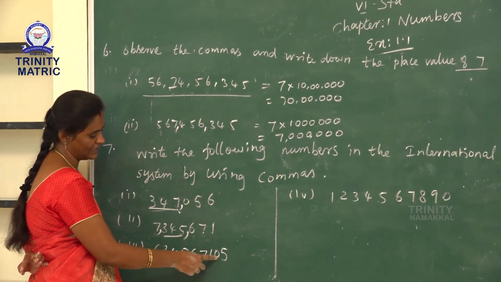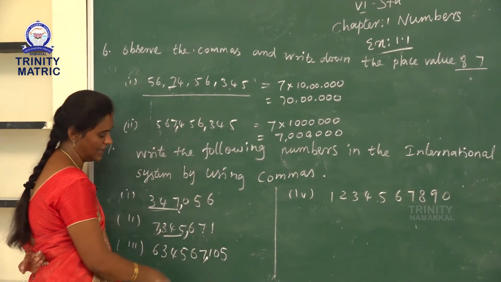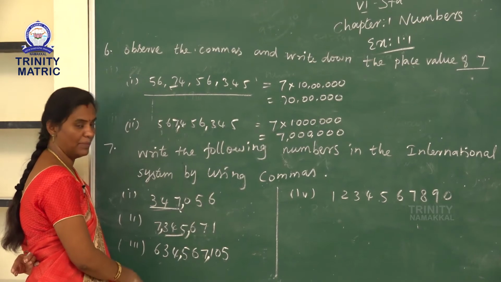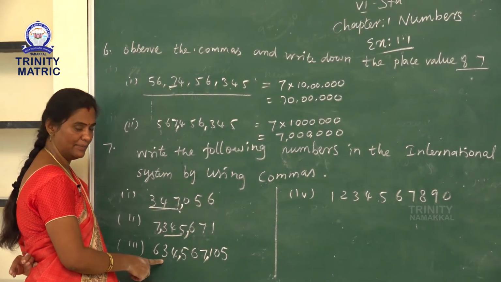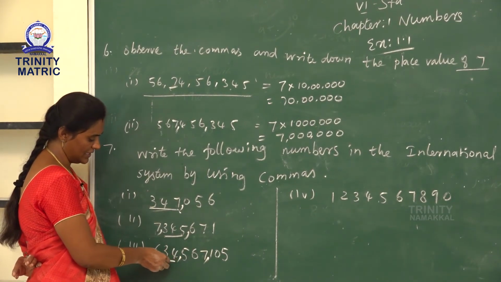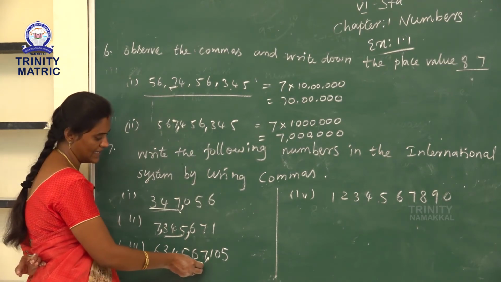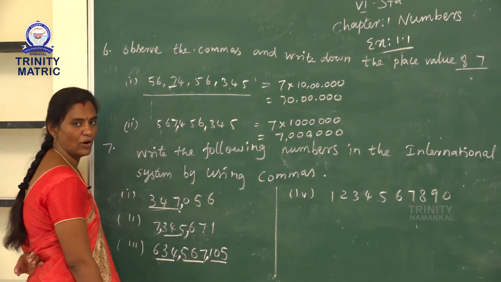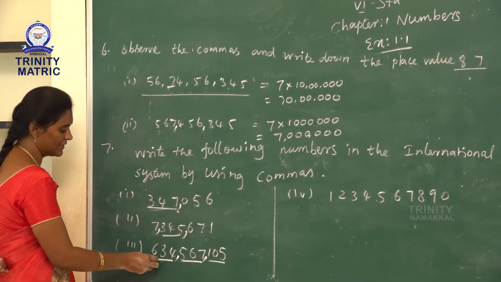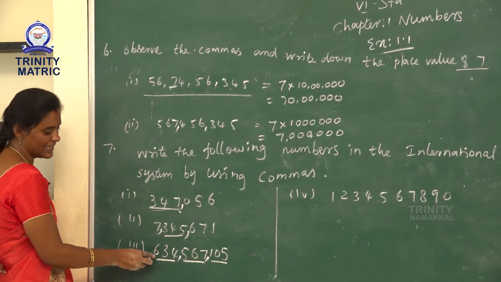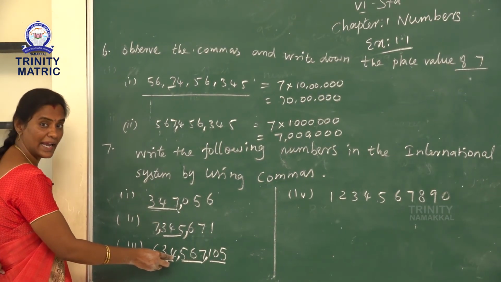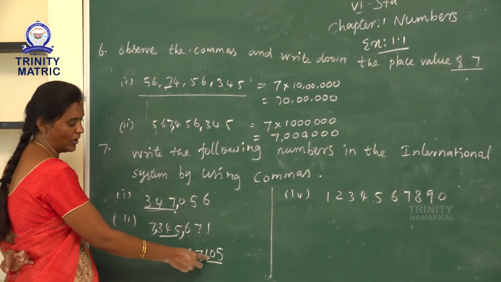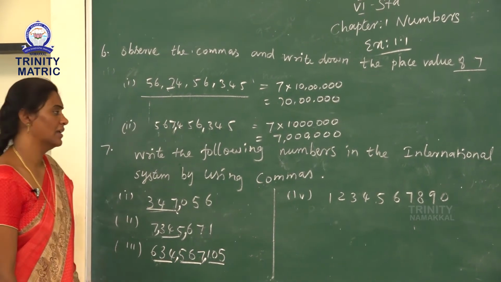Next, the number is: ones, tens, hundreds, comma, 1,000, 10,000, 100,000, comma, 1 million, 10 million, 100 million. These 3 digits are in the million place, these 3 are in the thousands place, and these 3 are in the units place. So the number is 634,567,105.